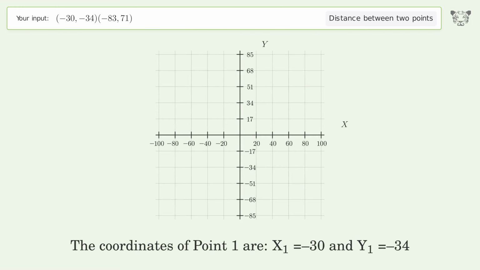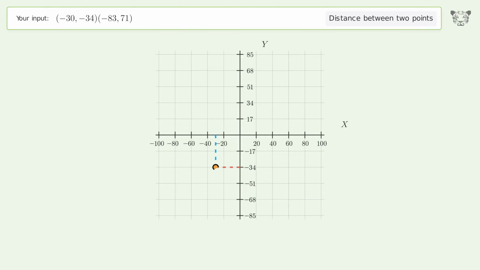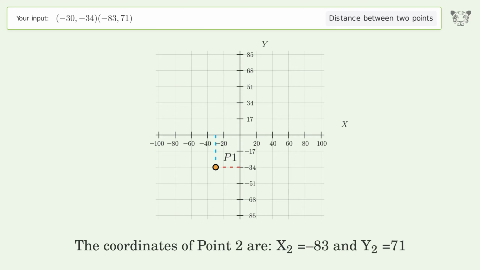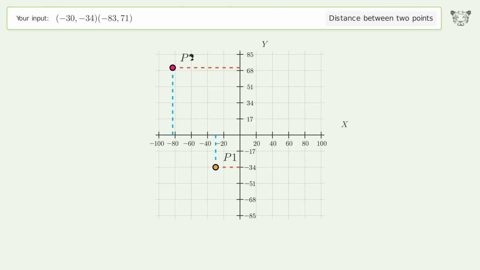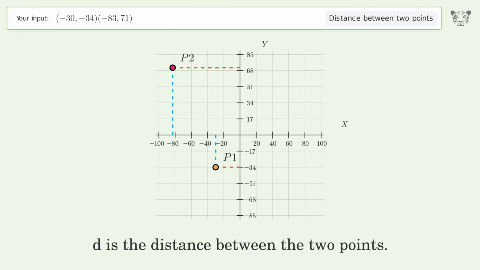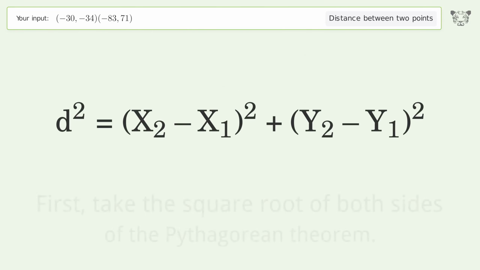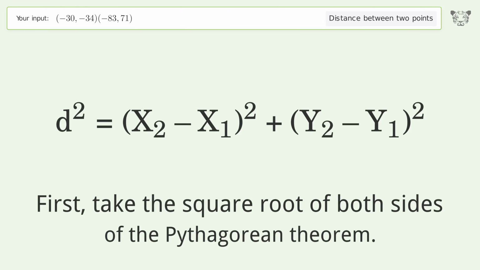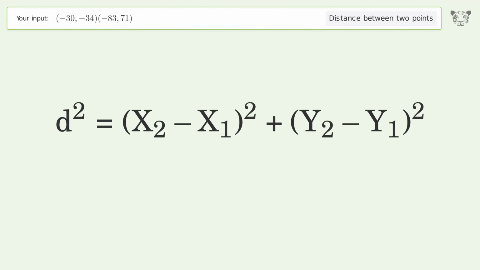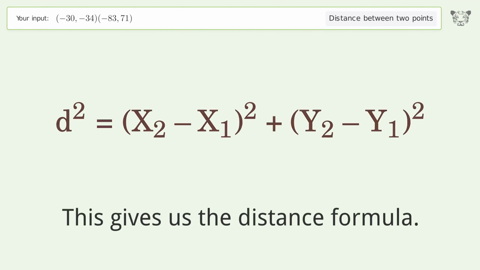The coordinates of point 1 are x1 equals -30 and y1 equals -34. The coordinates of point 2 are x2 equals -83 and y2 equals 71. D is the distance between the 2 points. First, take the square root of both sides of the Pythagorean theorem. This gives us the distance formula.